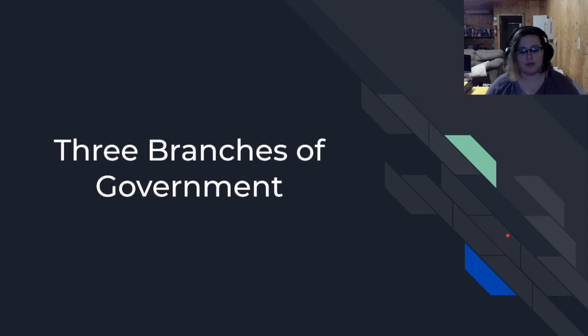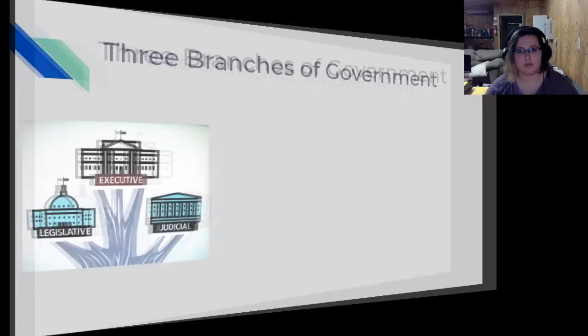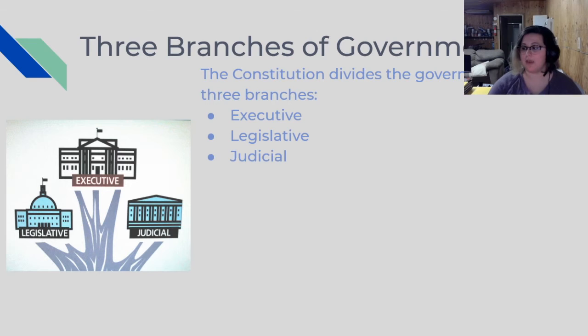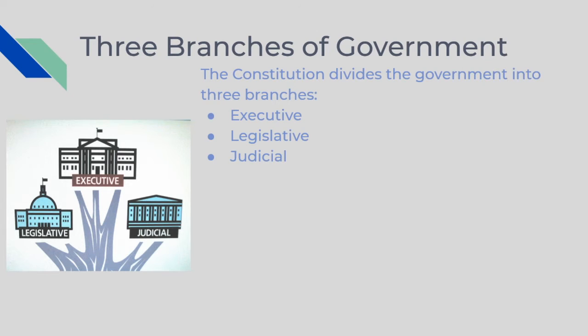All right, so the federal government is broken up into three branches of government. The Constitution divides the federal government into three branches: the executive, the legislative, and the judicial. So you see the executive, legislative, and judicial. And I'm going to turn off my camera now. There we go. Now you can see the whole sentence.